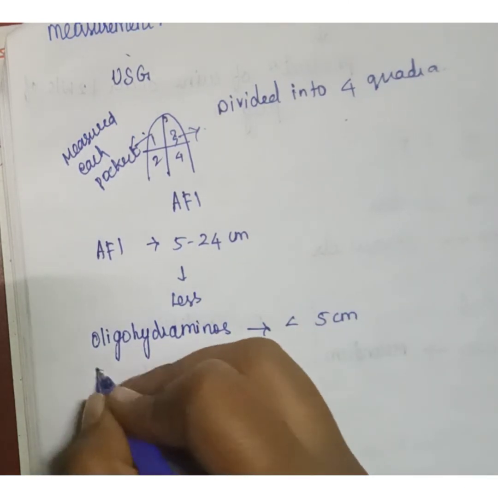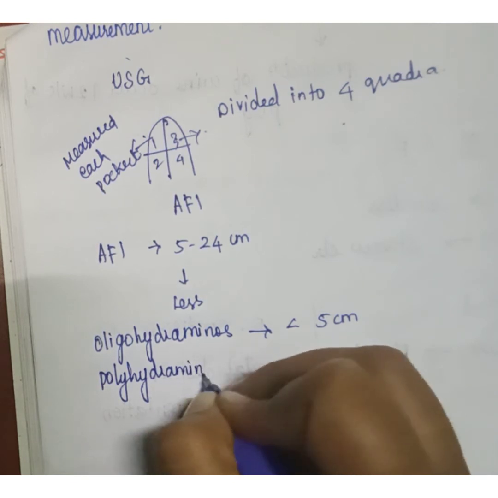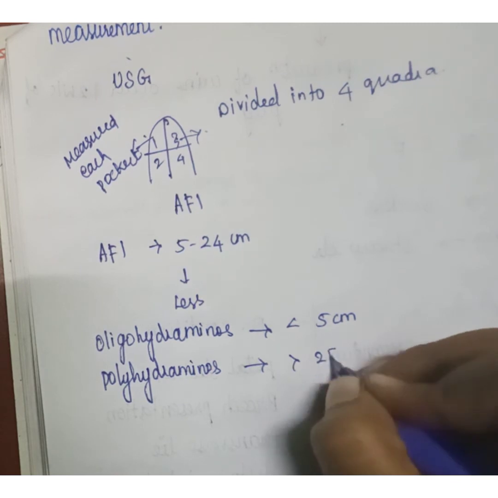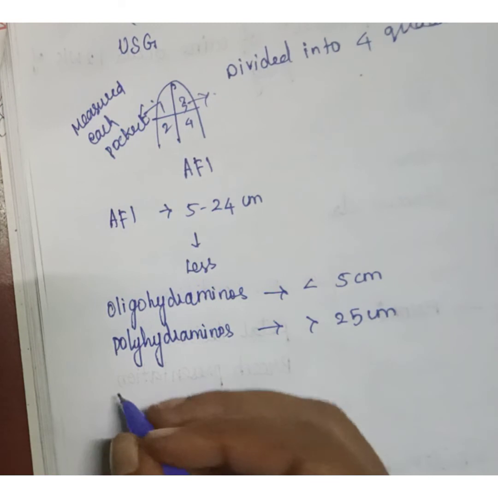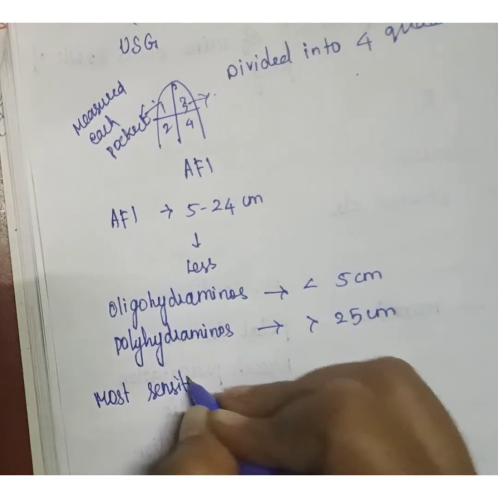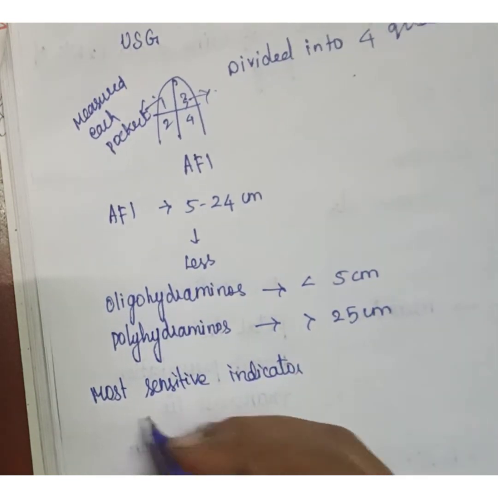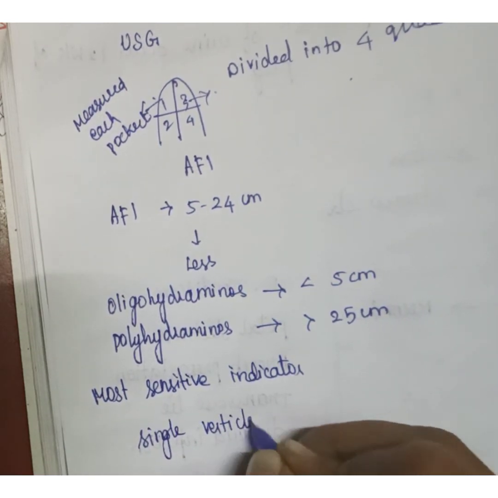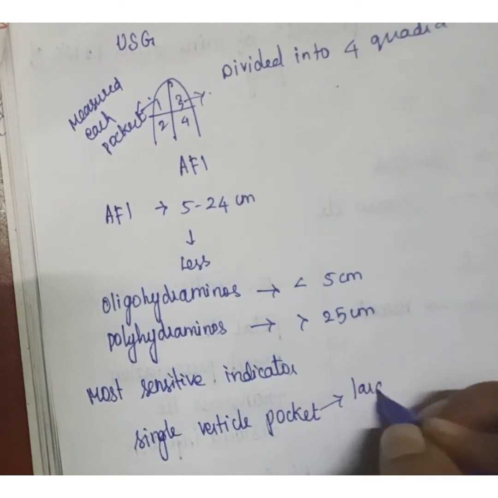We call it polyhydramnios if the pocket of amniotic fluid is more than 25 centimeters. Next we are going to see the most sensitive indicator. The most sensitive indicator is the single vertical pocket, the largest pocket.